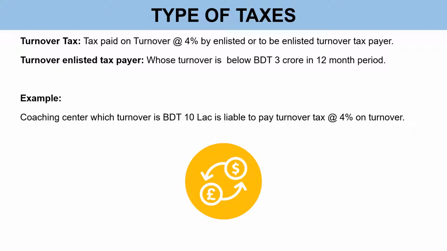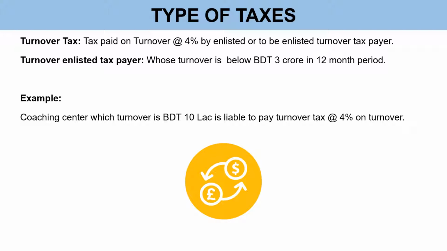Who should be the turnover taxpayer? Whose turnover is below 3 crore for a 12 months period. He is treated as a small businessman. As a result, government has given him the benefit of low tax rate 4%. Here, he will pay tax at 4% on his turnover. Here, he is called turnover enlisted taxpayer.